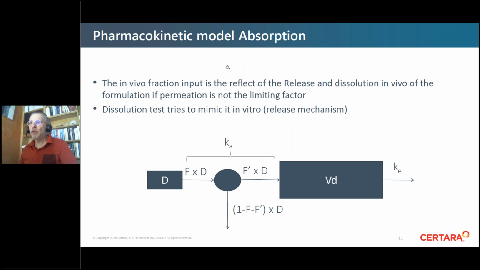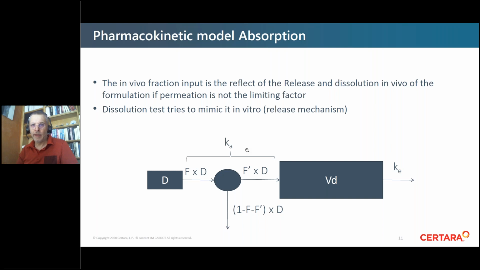So to simplify, what do we have? We have the dose here, which is the D. Then you have the VD, which is nothing more than the blood, and that is a very simple model. And you have the input of the drug in the blood, which is going to be here, for example, represented by the Ka. Ke represents the elimination. So the Ka, which is here, is going to be limited either by the in vivo release, the in vivo dissolution, or the in vivo absorption. One is going to be limited by the in vivo release and in vivo dissolution.